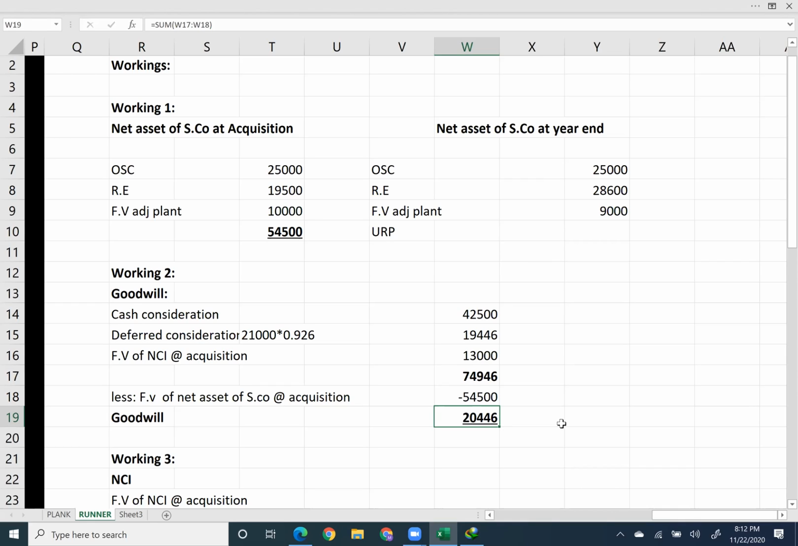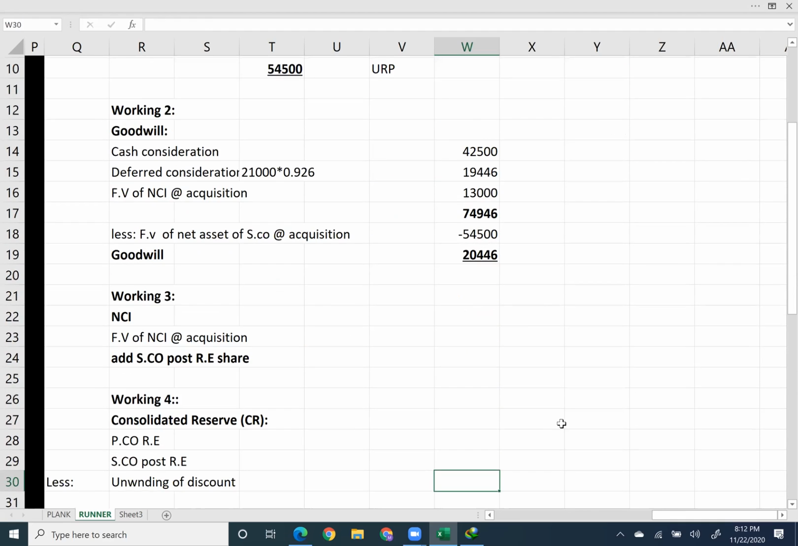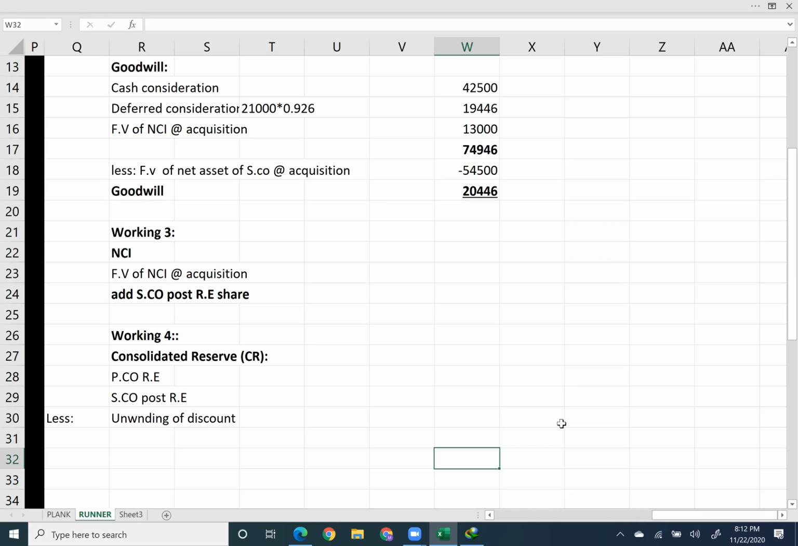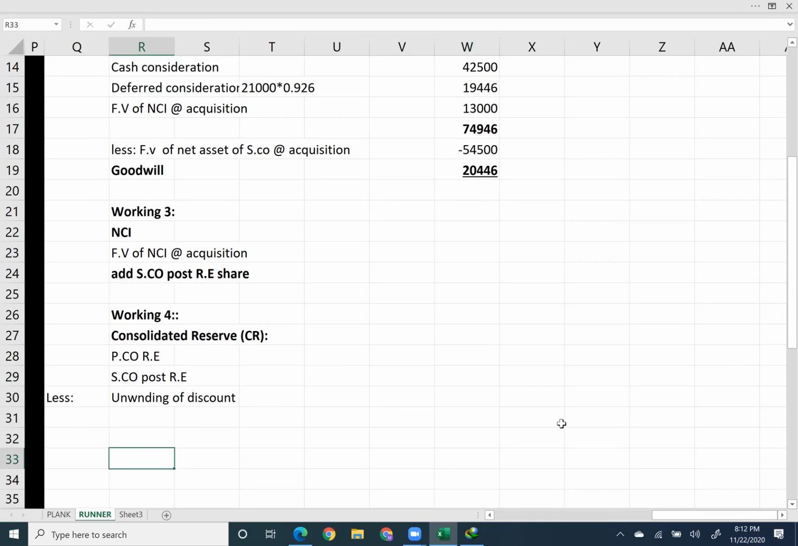Now let's do the URP working. What's the unsold inventory? It's 4800 times 15%, that is 0.15. So you can do it here, equal to 4800 times 0.15. See, this is your URP. 720 is your URP.